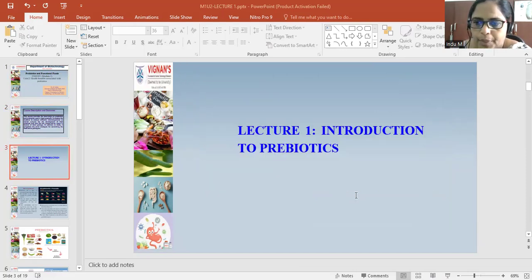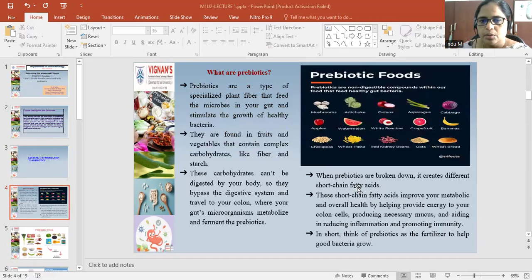Now come to the topic, that is introduction to prebiotics. So, what are probiotics? Probiotics are nothing but live microorganisms. When administered in the host, they account for health benefits. Whereas prebiotics, they are different. So, prebiotics are the non-living substances that activate the growth of the probiotic organisms and produce various bioactive compounds. Those are called postbiotics. Okay. So, now we'll see the prebiotics.